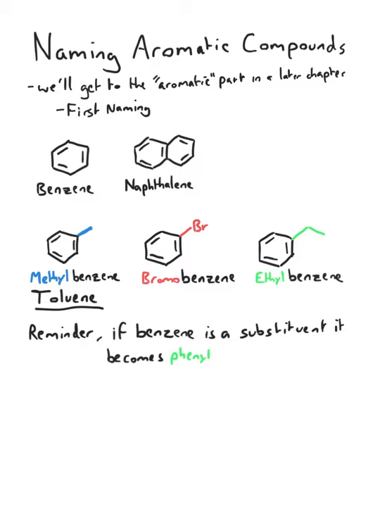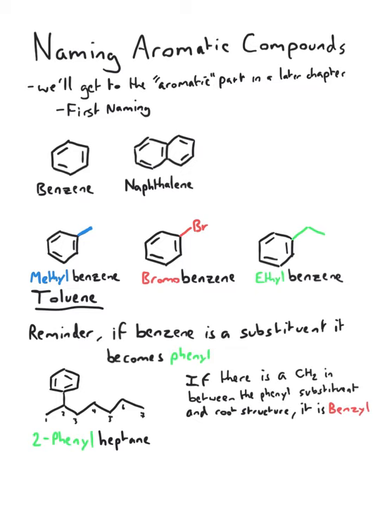it becomes phenyl. So for example, this structure here, we have a 2-phenylheptane. If there is a methyl in between the benzene ring and the main chain, this substituent is actually benzyl. So for example here, this would be 3-benzylnonane. The same rules of naming apply for all alkanes or any other compounds that we've already learned naming for.